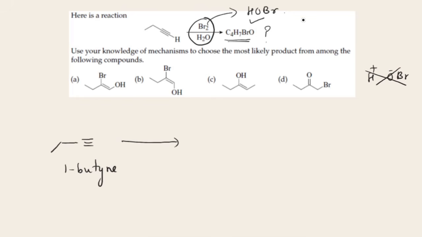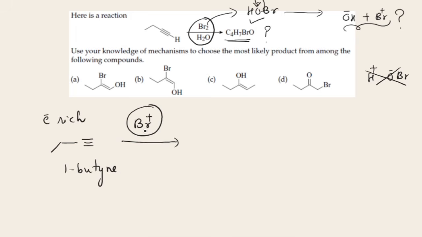So this molecule will get polarized as OH minus and Br plus. These are the ions it's going to form. Why so? Because oxygen is an electronegative element, so it will take the bonding electrons and form OH minus and Br plus. Why is this important for us now? Because alkynes are electron rich centers. When they are electron rich centers, they will attack the electron deficient species. So which is the electron deficient species here? Bromonium ion. This is the electrophile.